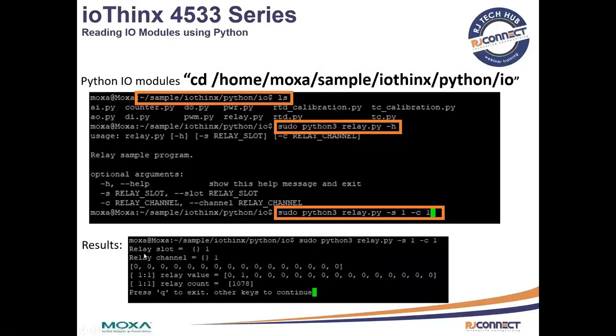You will notice that the relay slot is one and the relay channel is one, as shown here. It returns the array of relay values, but the one that will be changing is the relay that you're testing. For example, for relay one, which is this one here, and relay two here, if we're testing only this one, it's going to be zero. If we turn it on and off, then it's going to be one or zero. We'll see when we do the live demonstration on this.